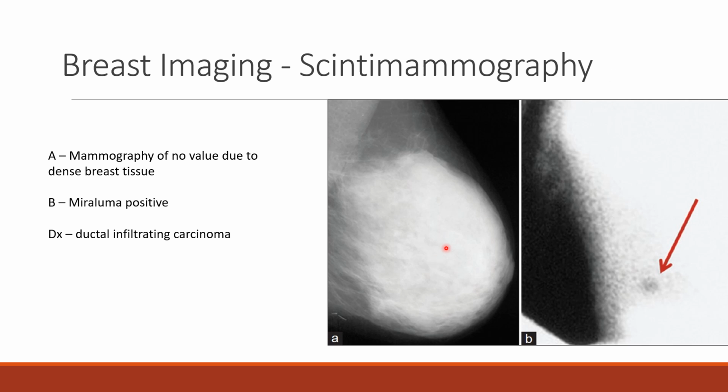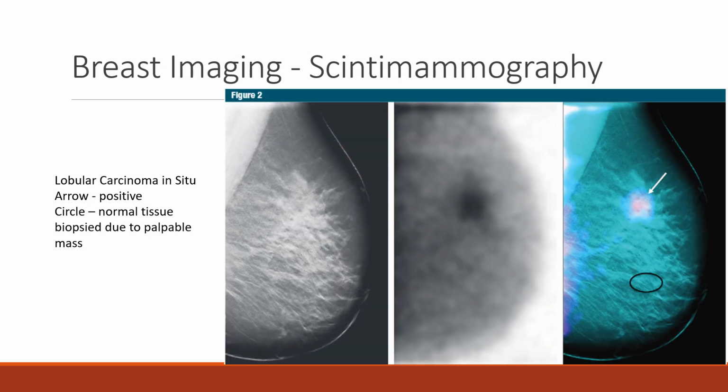a tumor would. The Miraluma, though, the arrow's pointing to it. This is a crappy image, but you see that there is some Miraluma that got taken up. Miraluma won't normally go to breast tissue unless there's cancer there. So this was ductal infiltrating carcinoma, and the tumor's right there where my laser pointer is. This is fused images.